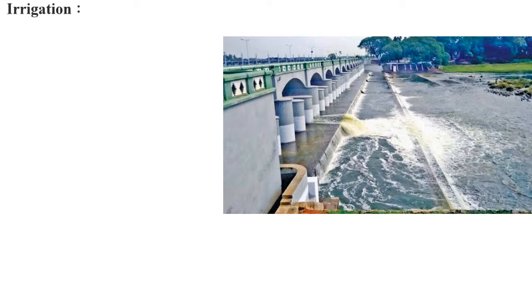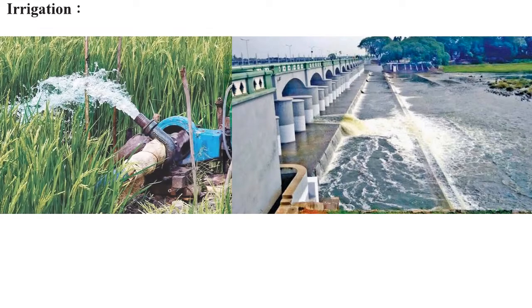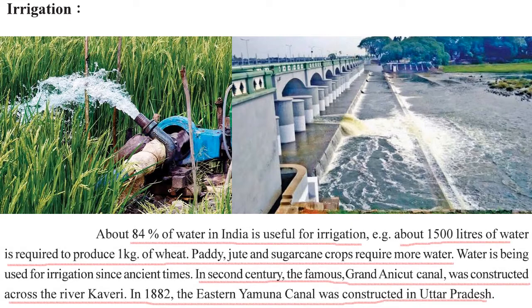Water resources and its uses. Irrigation: about 84% of water in India is used for irrigation. About 1500 liters of water is required to produce 1 kg of wheat. Paddy, jute and sugar cane require even more water than that.